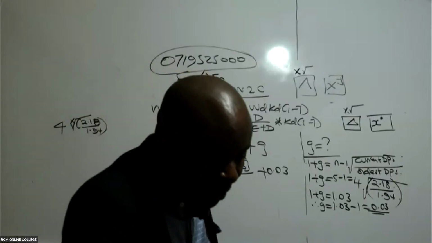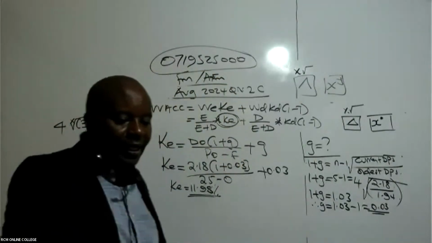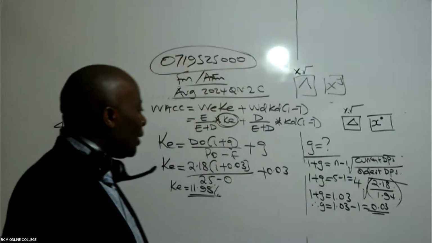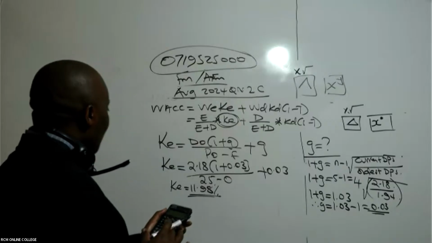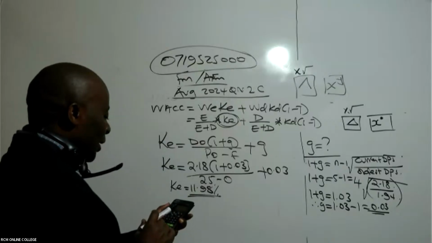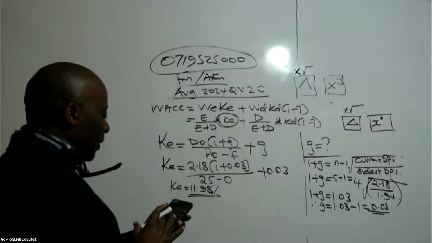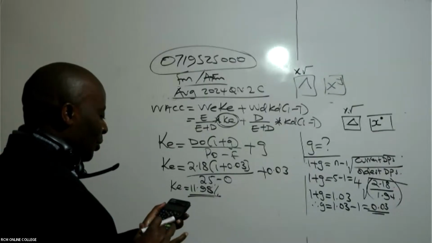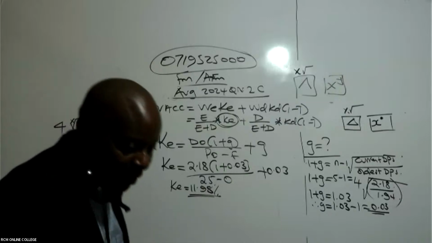Angie has gotten this 11.98%. So Owinda, I can most certainly guess what you did. I'm 100% sure you used this normal square, 2.18 divided by 1.94, those equals. Yeah, I can see.